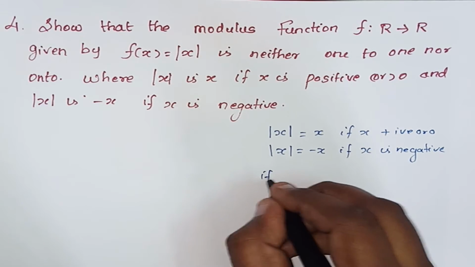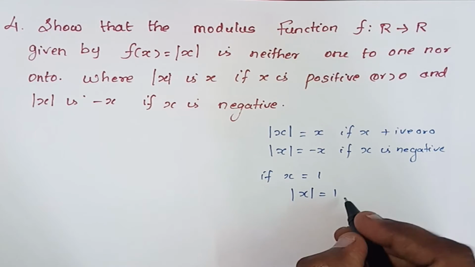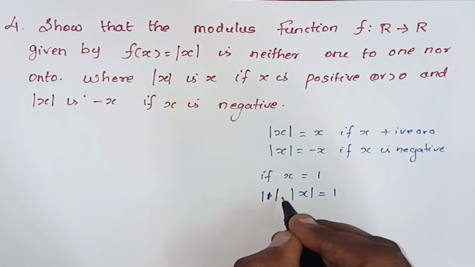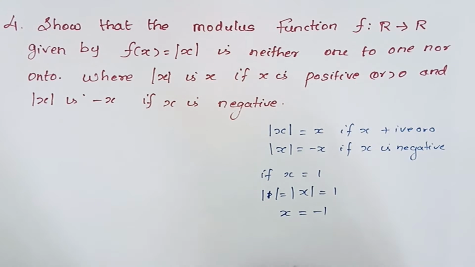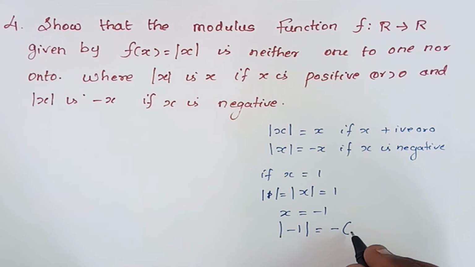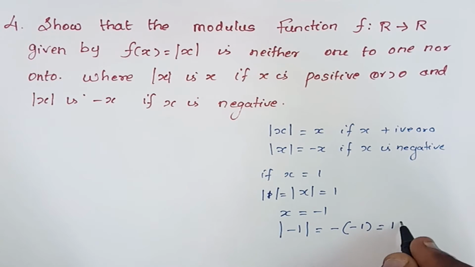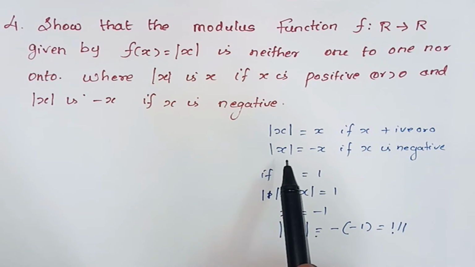Means if I am taking x is equal to 1, modulus of 1 is equal to 1. That is modulus of x. Modulus of 1 is equal to 1. If I am taking x is equal to minus 1, means modulus of minus 1 is minus of minus x, right? Minus x. So here x is minus 1. So minus of minus 1, that is 1. So if x is equal to positive value, means the modulus of x is positive value. If the x is negative value, means modulus of negative value is positive value. So this is the meaning of this modulus of x.